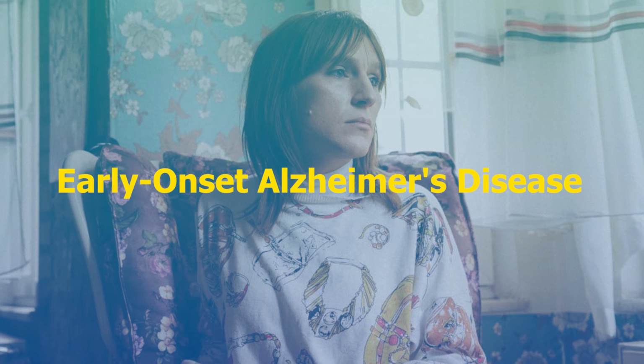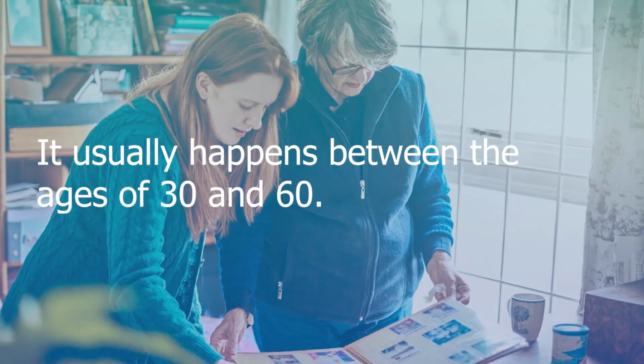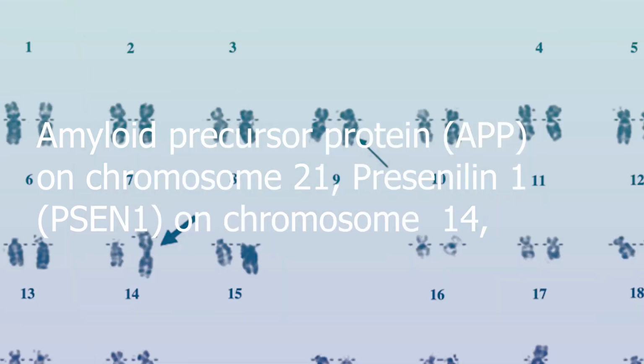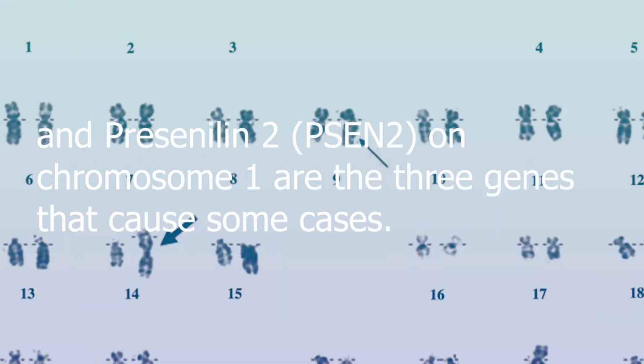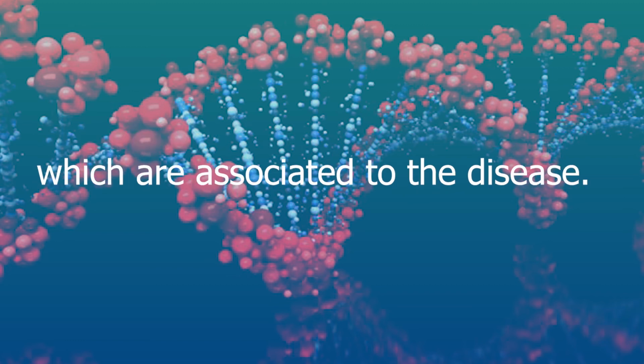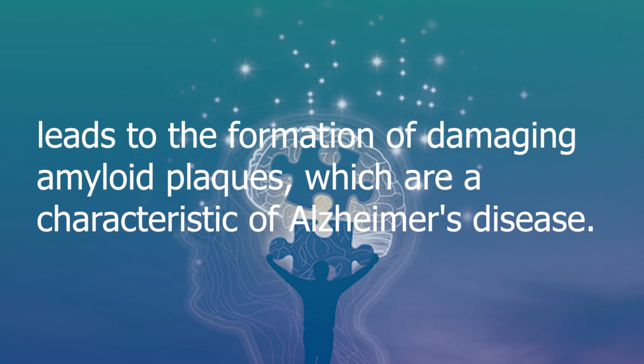Early onset Alzheimer's disease. Early onset Alzheimer's disease accounts for less than 10% of all Alzheimer's patients. It usually happens between the ages of 30 and 60. Amyloid precursor protein or APP on chromosome 21, presenilin 1 or PSEN1 on chromosome 14, and presenilin 2 or PSEN2 on chromosome 1 are the 3 genes that cause some cases. Mutations in these genes cause abnormal proteins to be produced, which are associated with the disease. Each of these mutations contributes to the breakdown of APP, a step in the process that leads to the formation of damaging amyloid plaques, which are characteristic of Alzheimer's disease.